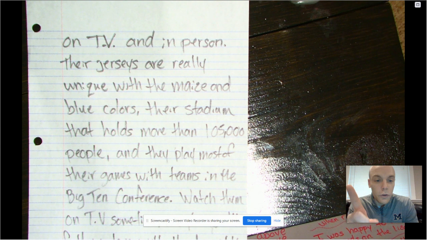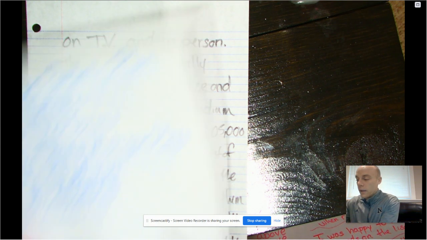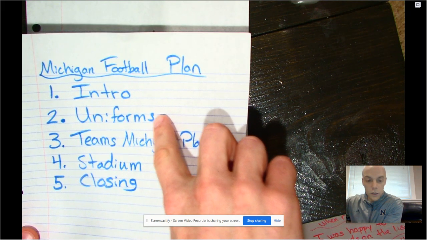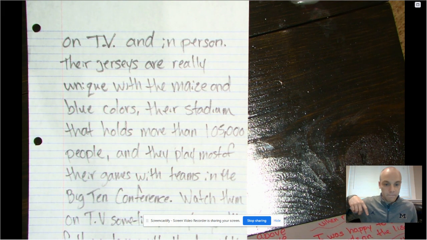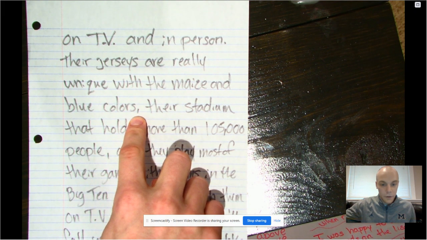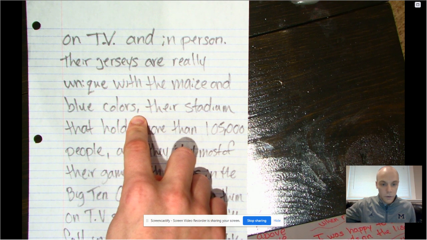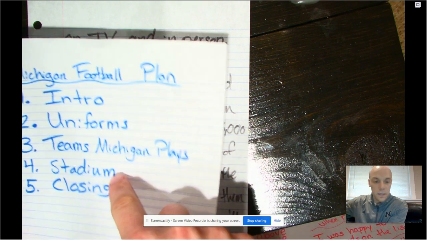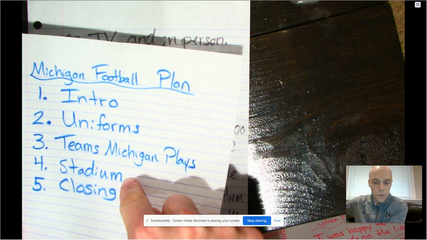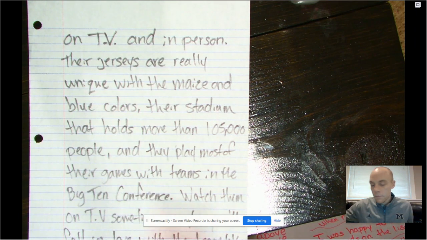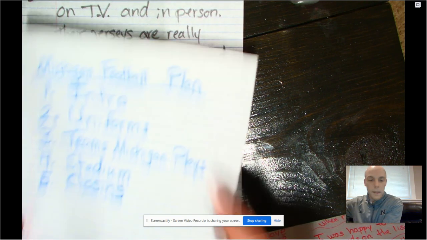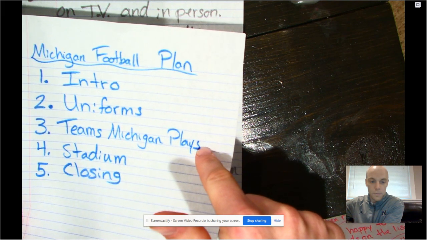Their jerseys are really unique with the maize and blue colors. That's from the uniform section. So that's one thing that you learned, that they had maize and blue uniforms. And then I'm going to put a comma because I'm going to make a list, commas in a series. Their stadium holds more than 105,000 people. That's from the stadium part. Number 4, my third subtopic, that's a fact that you guys learned: they play most of their games against teams in the Big Ten Conference. That's from the teams Michigan plays. That's a detail that you learn there.